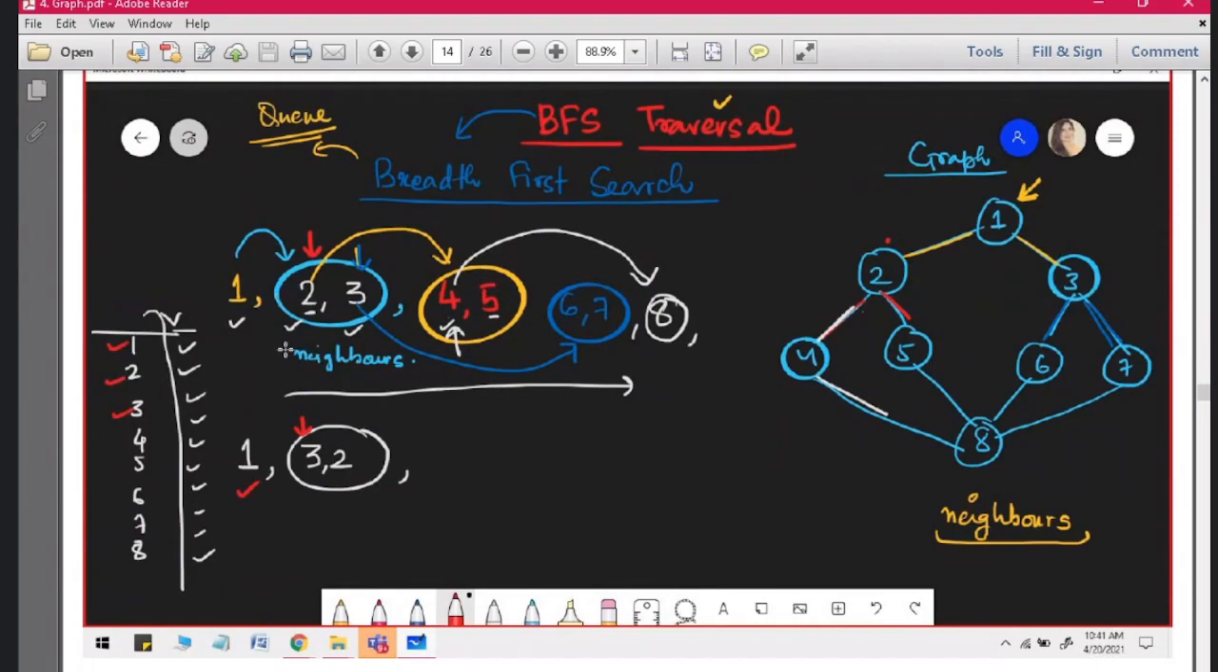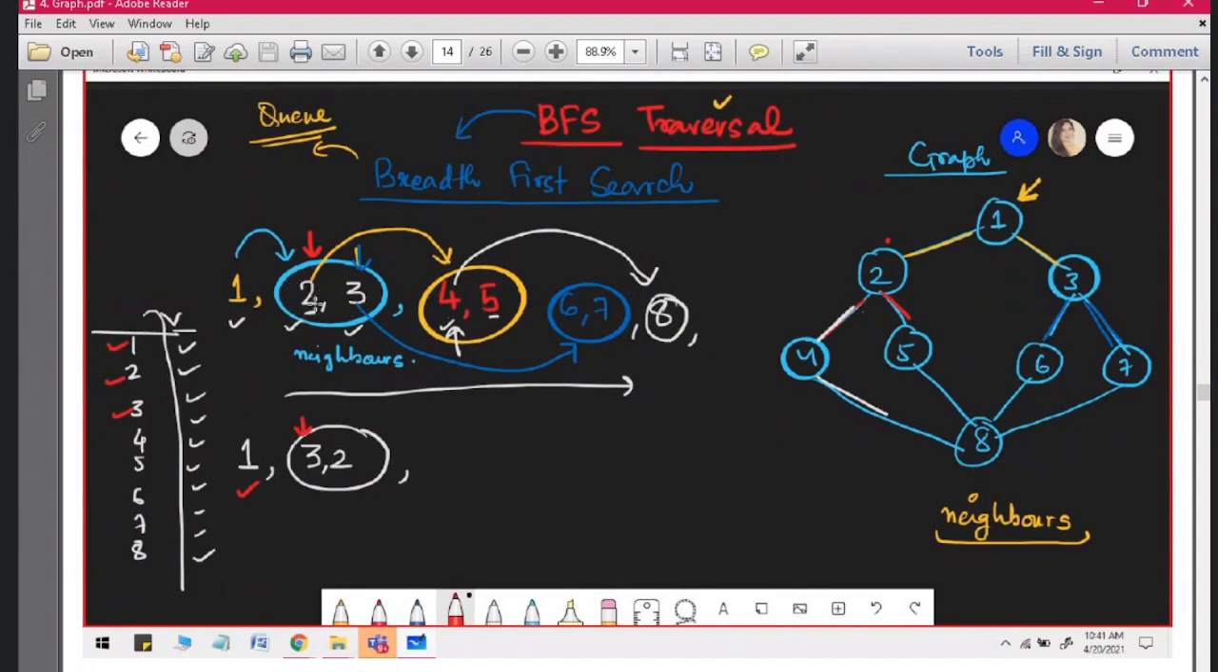Now I have taken 1 and I have written the neighbors of 1. I can write them in any order. I have written 2 3, or you can also write 3 2. That is why more than one BFS order or DFS order is possible. So don't get nervous if you get a different answer. There is more than one possibility for the BFS order. Here I have taken 2 3. So 1 2 3. Now the next node is 2.